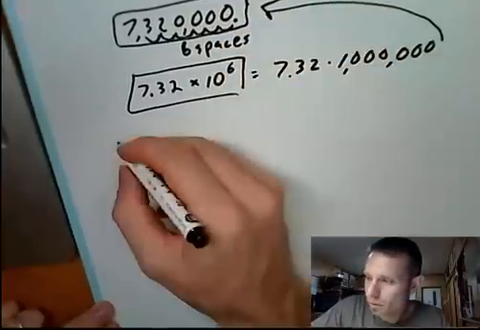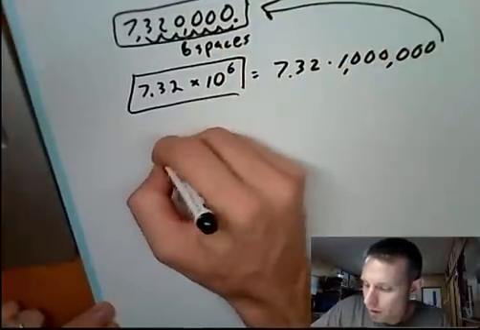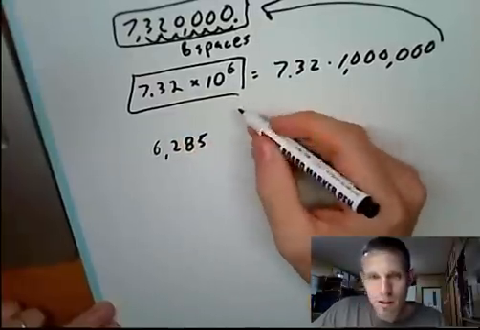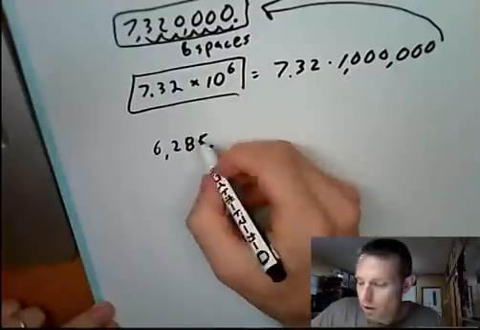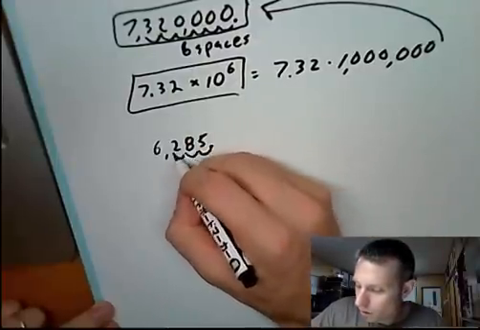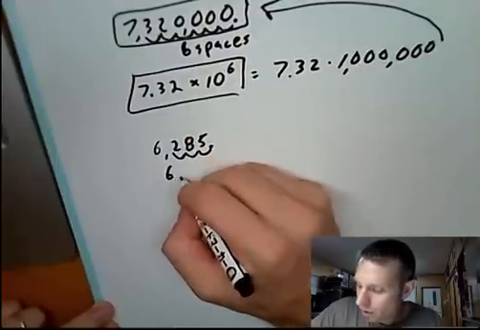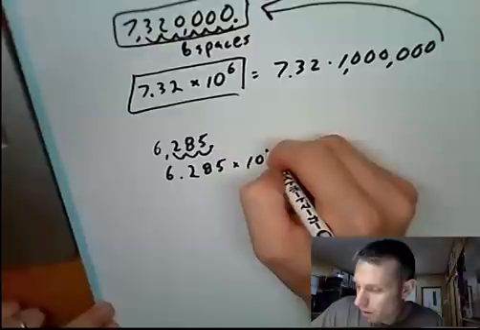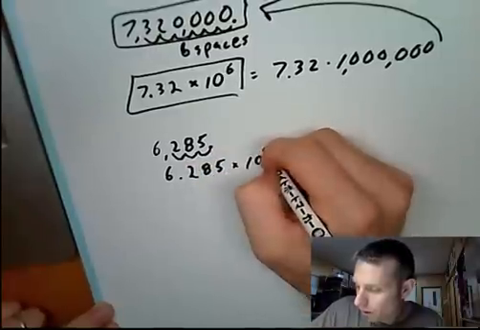Okay, let's do one more. How about if we have 6,285, let's say. Again, you just start here. You move the decimal over 1, 2, 3 places, and then you have 6.285 times 10 to the power of 3.